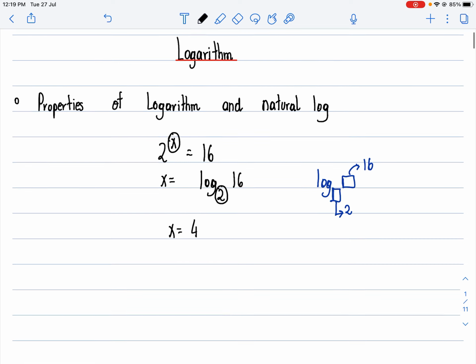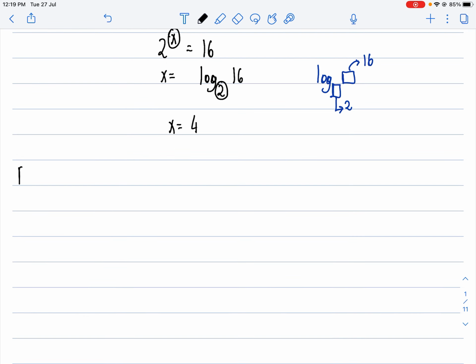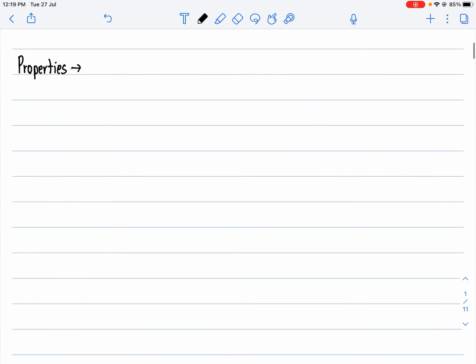But now there are some properties which you need to remember. They are very important properties. Logarithm is a chapter where they'll ask you an individual question on it, but even other topics like differentiation, integration, and other chapters in P3 will also need logarithm all the time. So you need to remember these properties properly so that you are able to use them.